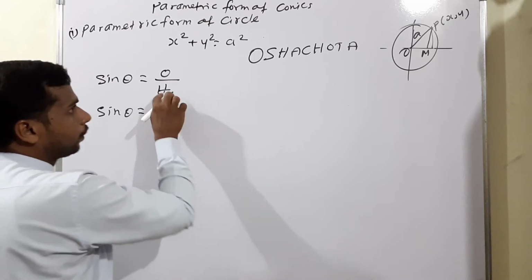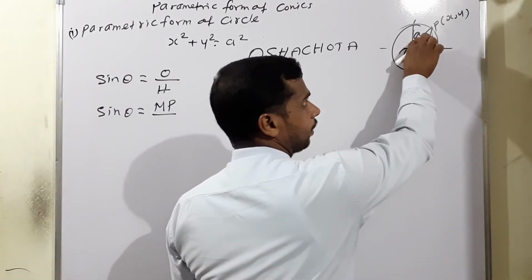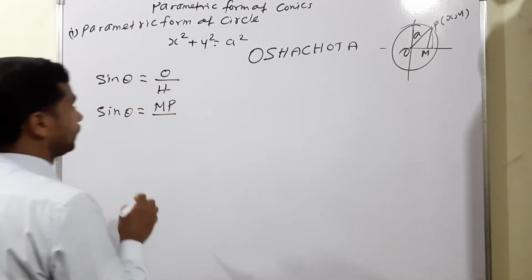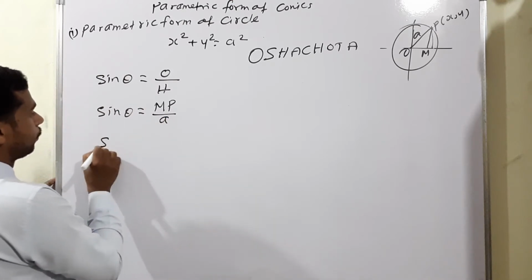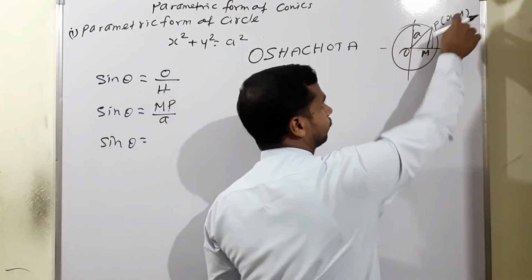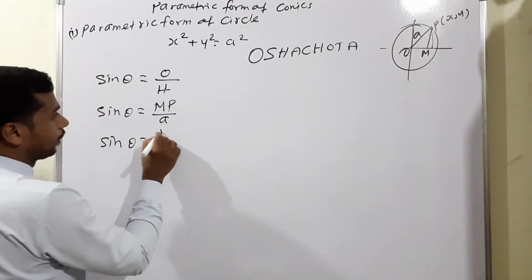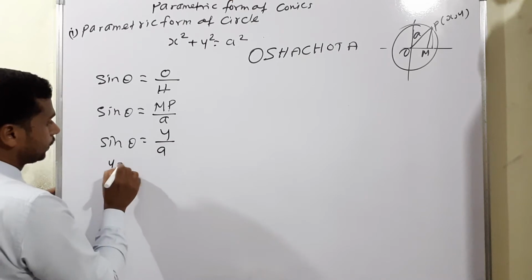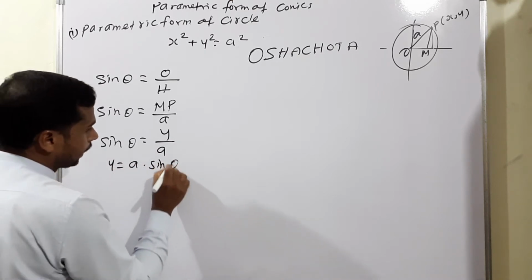So MP, and hypotenuse means definitely we can see the constant term, this will be radius, that is called A. So therefore, sin theta is equal to MP divided by A. MP is the y axis, consider for y, no? Therefore, we can write it y divided by A. Therefore, y is equal to A into sin theta.